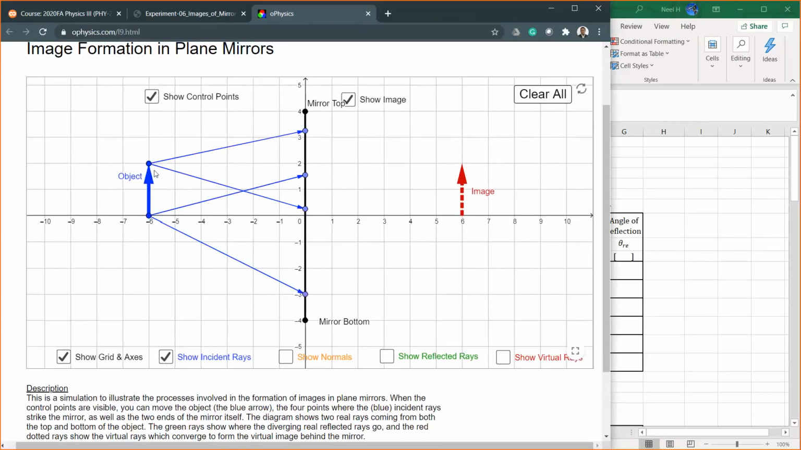Now you can see there are incident rays, right? Actually 4 incident rays, 2 coming from the bottom point and 2 coming from the top point. You can change where the rays intersect with the mirror if you want to, but we can't add or get rid of any rays because this is a preset in this simulation, okay? So there are always going to be 4 rays. And we can change where the rays hit the mirror.